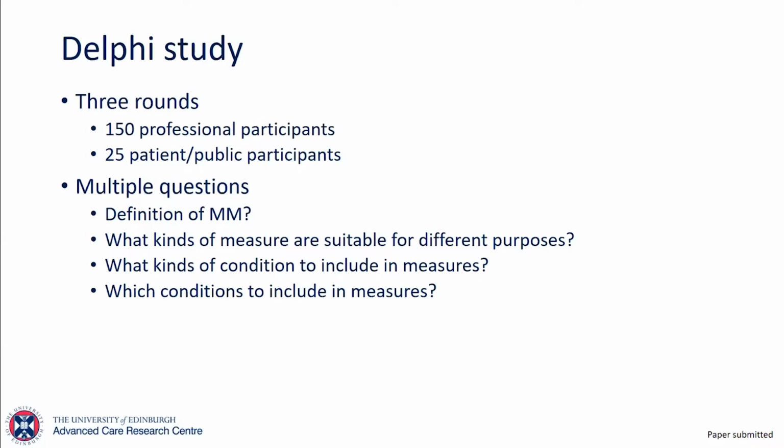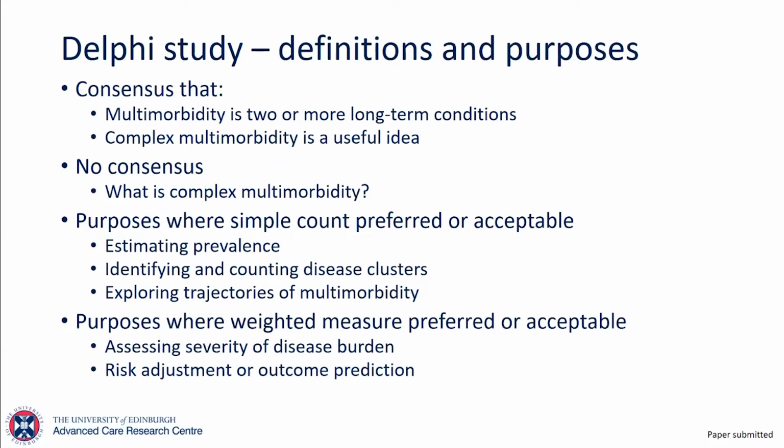That was something that came up in the prior work. What kinds of conditions would you include in measures, and which conditions should you include in measures? So in terms of definitions, there was consensus in both panels that multimorbidity is two or more long-term conditions. There was consensus that complex multimorbidity is a useful idea.